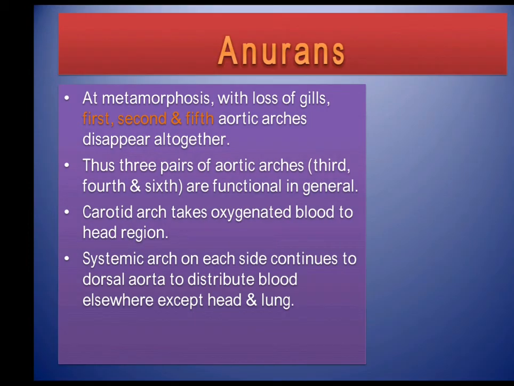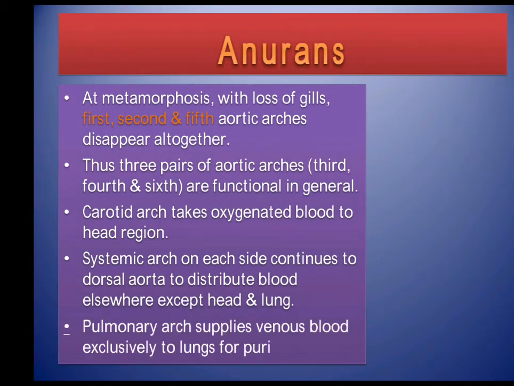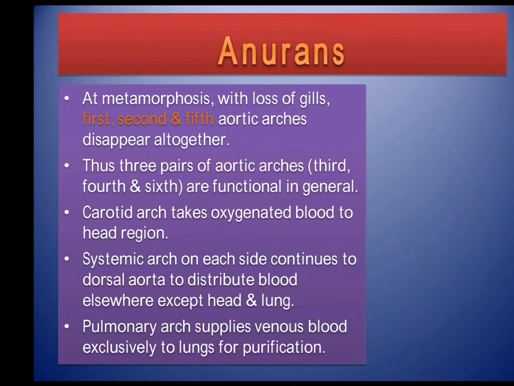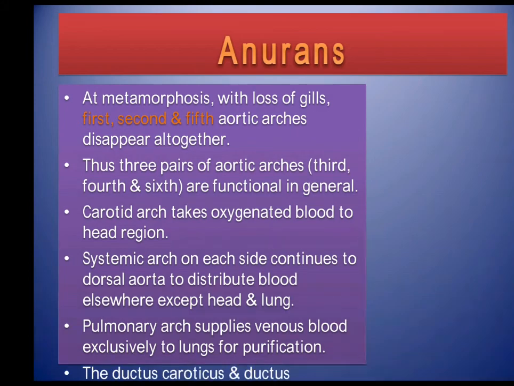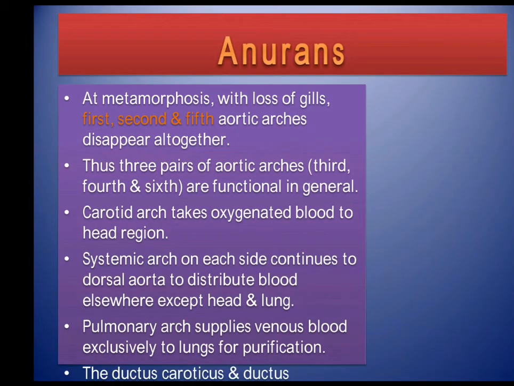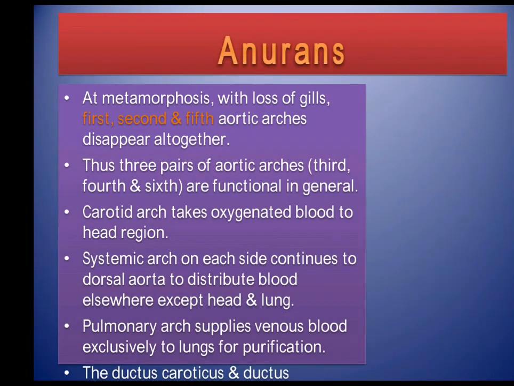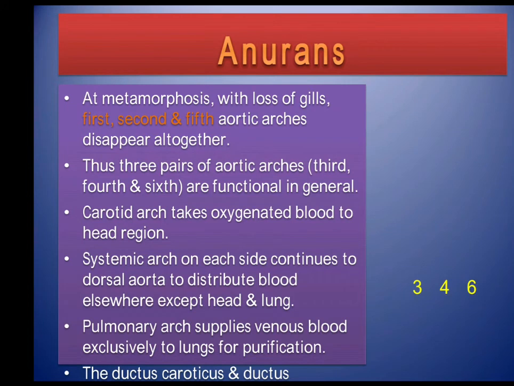And if we go further, the pulmonary arch, it is supplying the venous blood exclusively to the lungs. And this is, I think, an important feature which was absent in the urodeles. Now, the ductus caroticus and the ductus arteriosus, they are gone together. And what we have is number 3, 4, and 6. So we don't have 1, we don't have 2, we don't have 5 even.